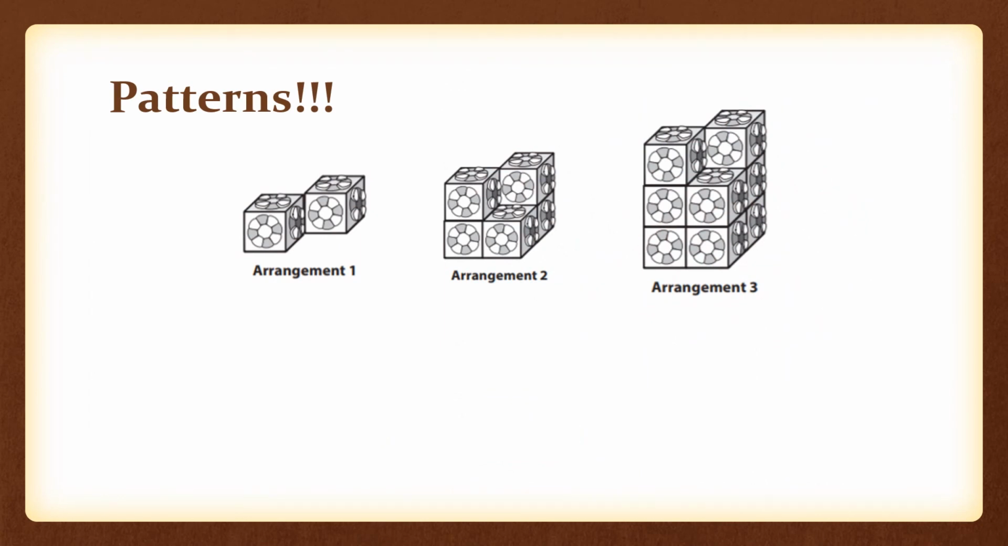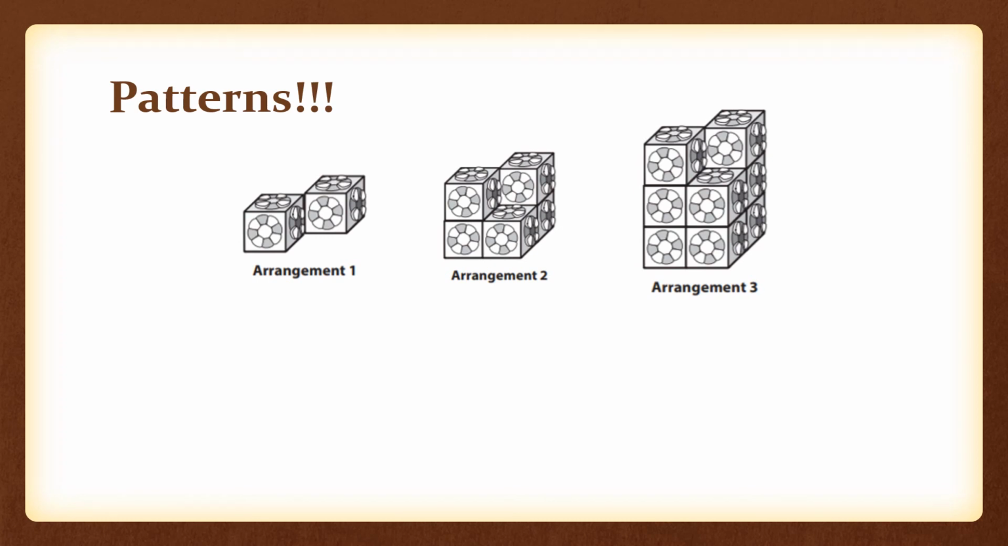Now we're going to look at patterns, and then eventually we're going to take those patterns and graph them as ordered pairs. We're going to look at the 3 arrangements here on the screen. We want to look and see what things are similar about the arrangements. Think to yourself, what's similar? Then think to yourself, what's different about them?